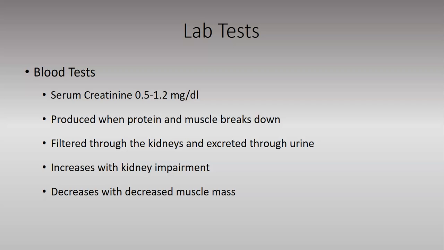Let's see here. So the creatinine is also filtered through the kidneys and excreted through urine. So again, it's basically a waste product. It increases with kidney impairment. So if the kidneys aren't working, that number goes up, and it decreases with decreased muscle mass. So again, if grandma's 80 and she pretty much has no muscle, it should be fairly low.